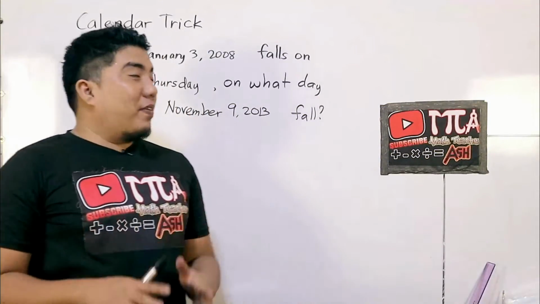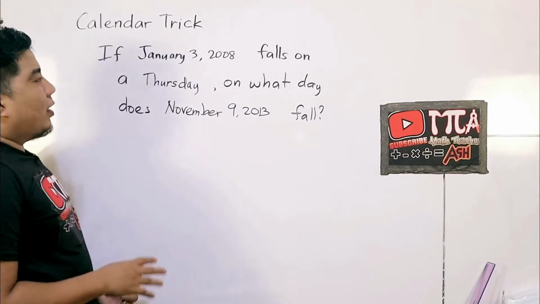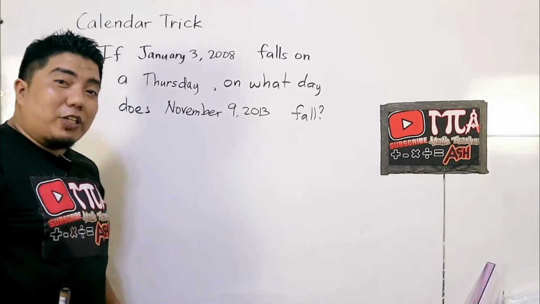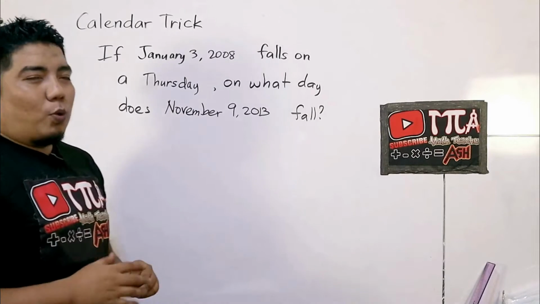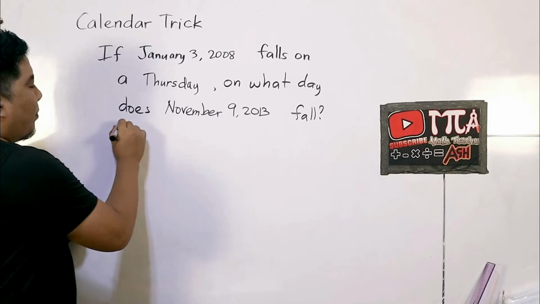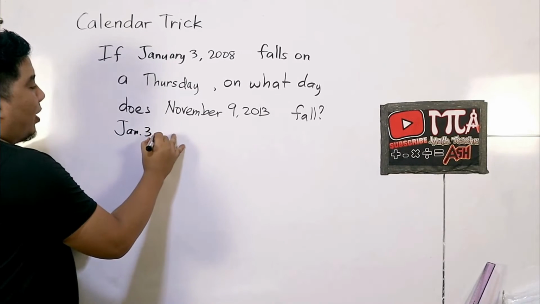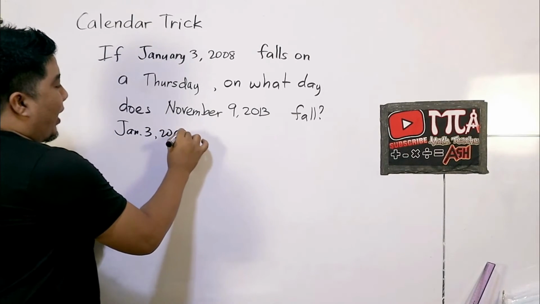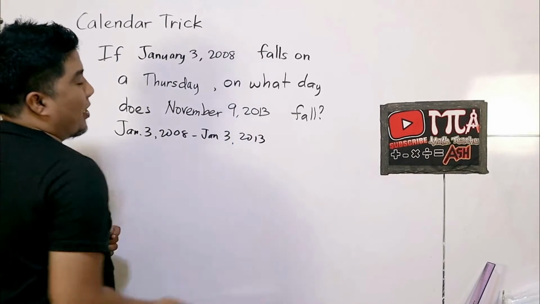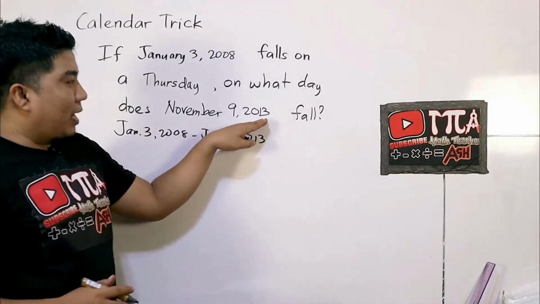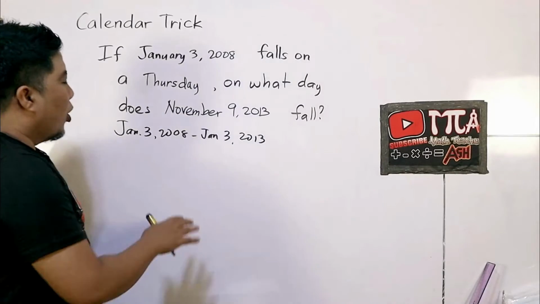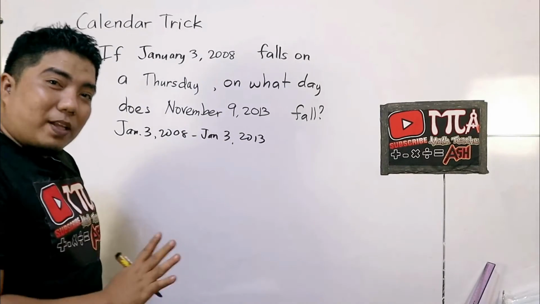Okay, my dear math learners, we have here our final problem. If January 3, 2008 falls on a Thursday, on what day does November 9, 2013 fall? Okay, so what to do here is very simple, my dear math learners. First is we need to establish January 3, 2008 going to January 3, 2013. Why? Because that is our ending year for this given problem. Okay, so we need to know first the technique here.